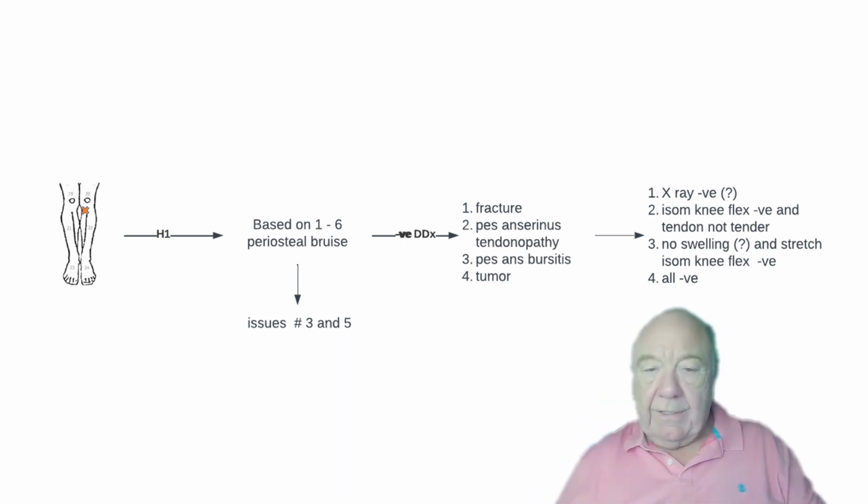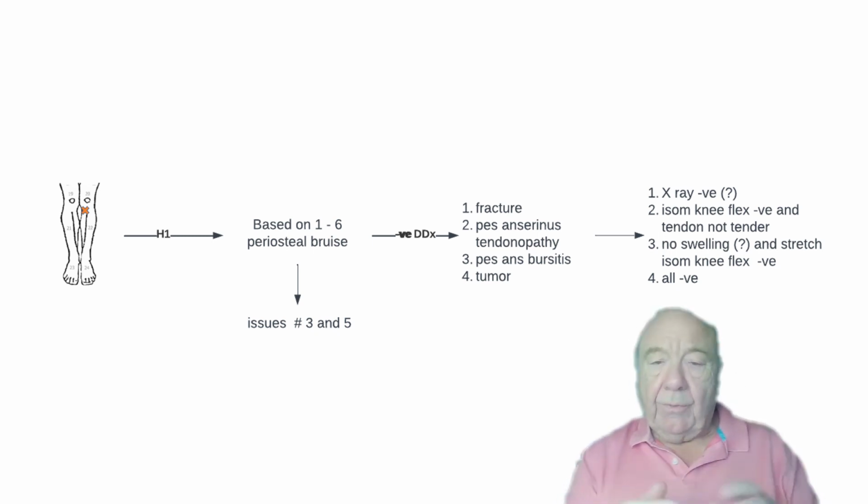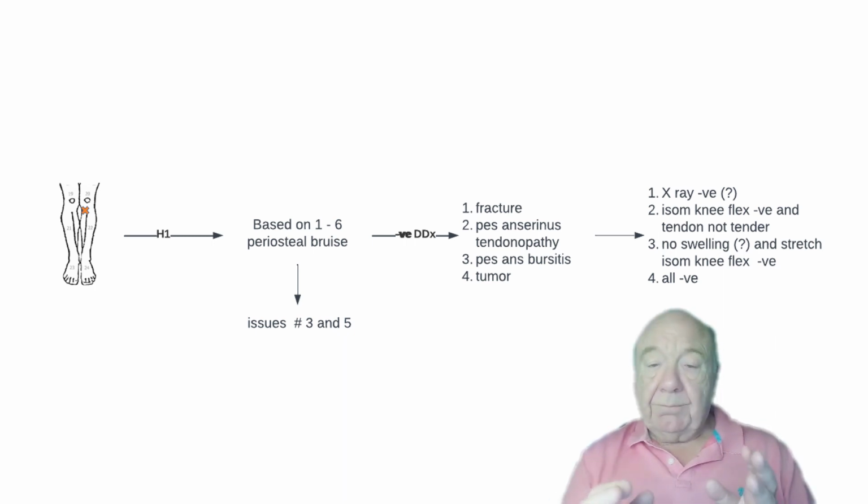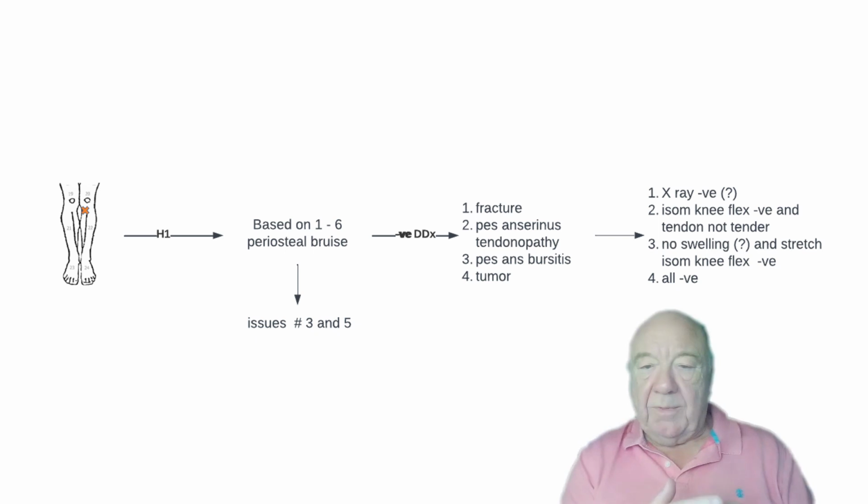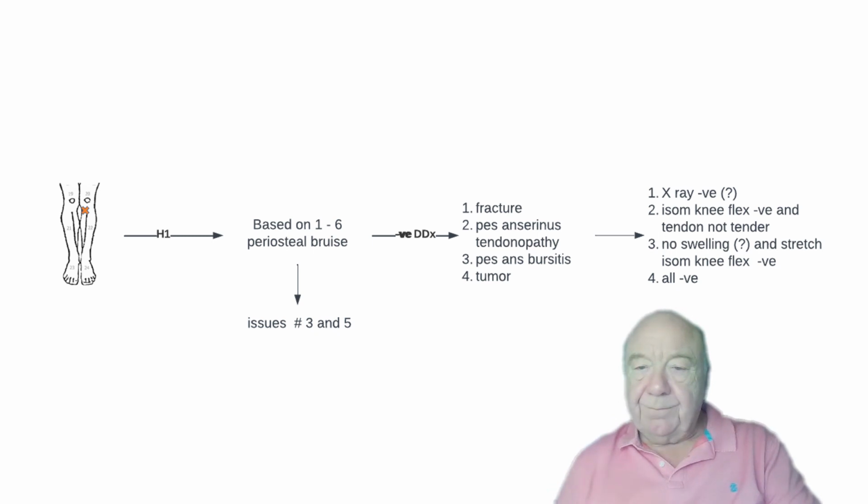So let's try a differential diagnosis and see where we go to. So one is a fracture. There was a kick and fracture, but the X-ray was negative. Tendinopathy, bursitis, or a tumour. So the X-ray was negative, so while that doesn't rule out the fracture, it sort of says, okay, go somewhere else for the moment. If this is a tendinopathy, you would expect isometric knee flexion to be positive, and you would also expect that to be tender.